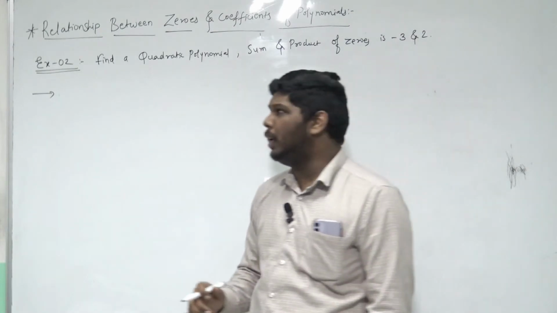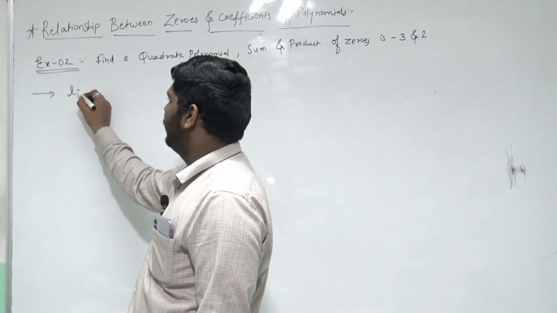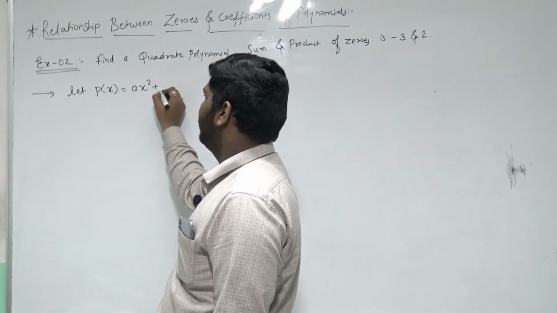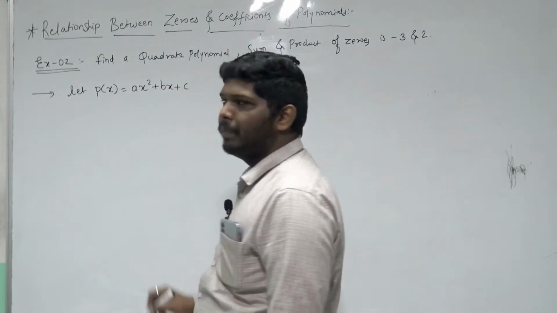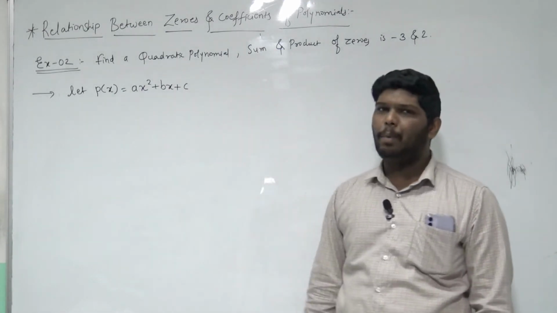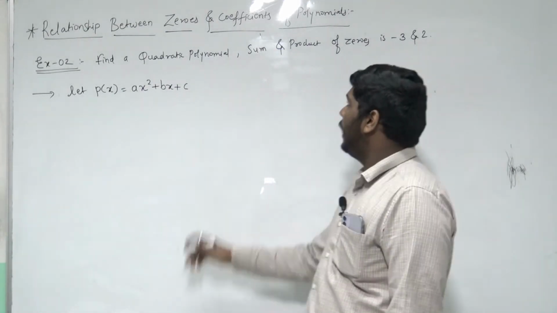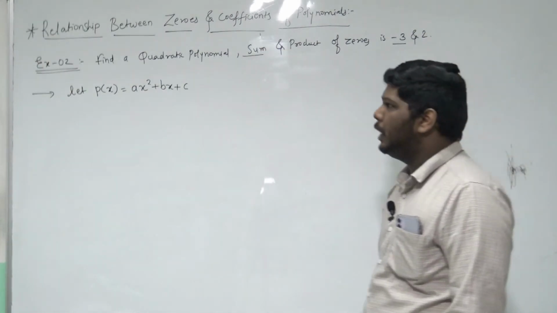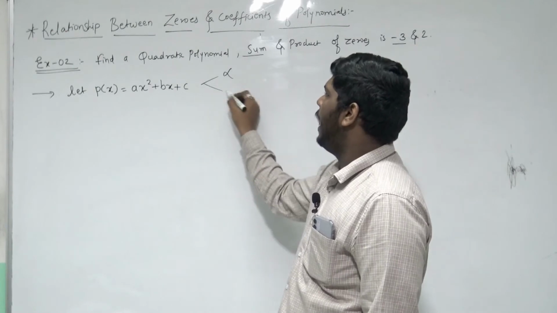quadratic polynomial. So what you can say here first, let p of x, that is our quadratic polynomial, be ax square plus bx plus c. Here the task is very easy. Once you get the values of a, b and c, your quadratic polynomial is ready. But before that, the sum of the zeros is equal to minus 3. And what are your zeros? Zeros are alpha and beta.